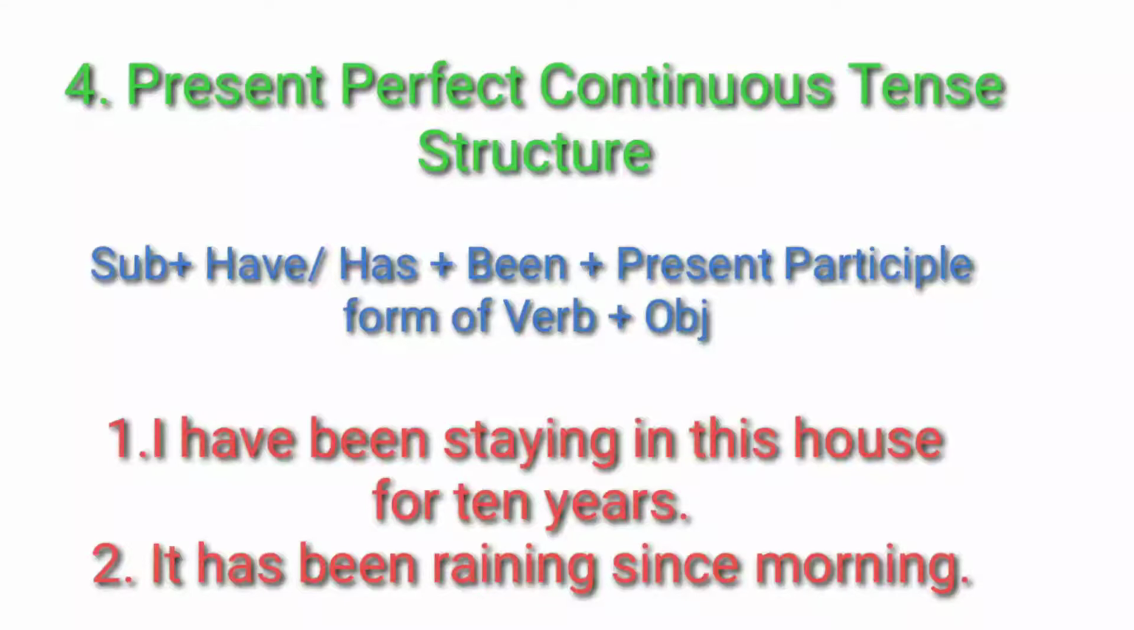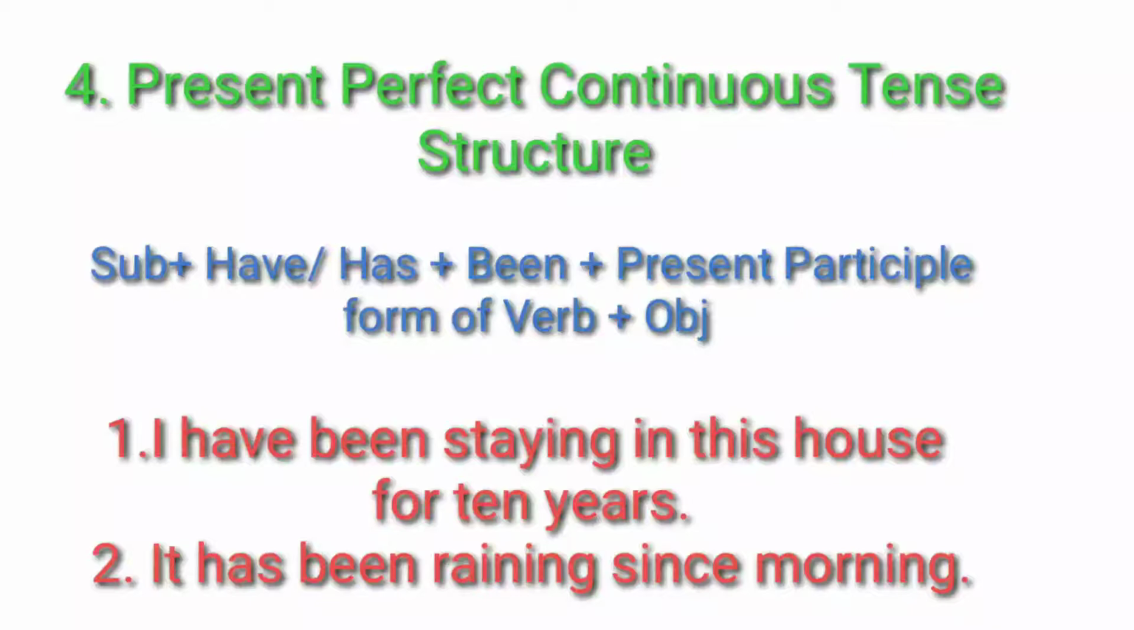Here, have or has plus been. Been is also a be form. One of the be forms is been. And then the present participle form of verb. What is the present participle form of verb? The ing form of verb is called the present participle form of verb, plus object. And when do we use it? Present perfect continuous tense is used when an action started in the past and is still continuing. In such cases we use present perfect continuous tense, and for a period of time. You have to keep this in mind while framing sentences in present perfect continuous tense.